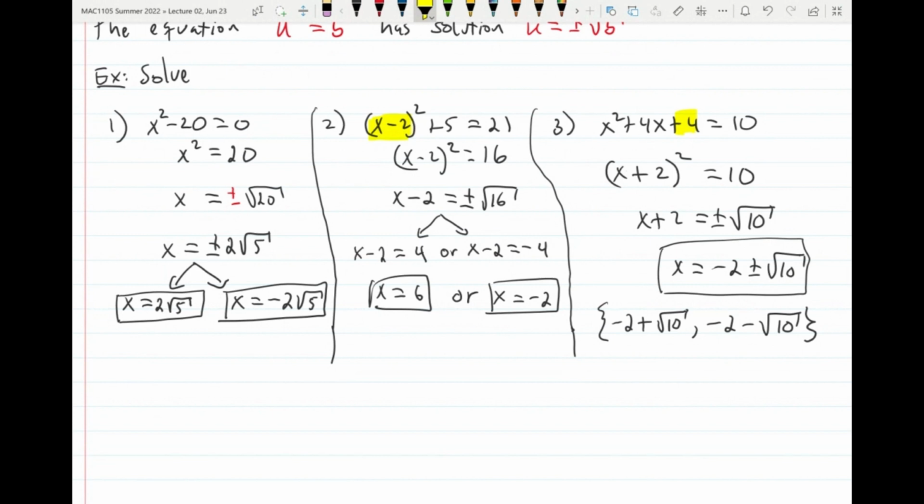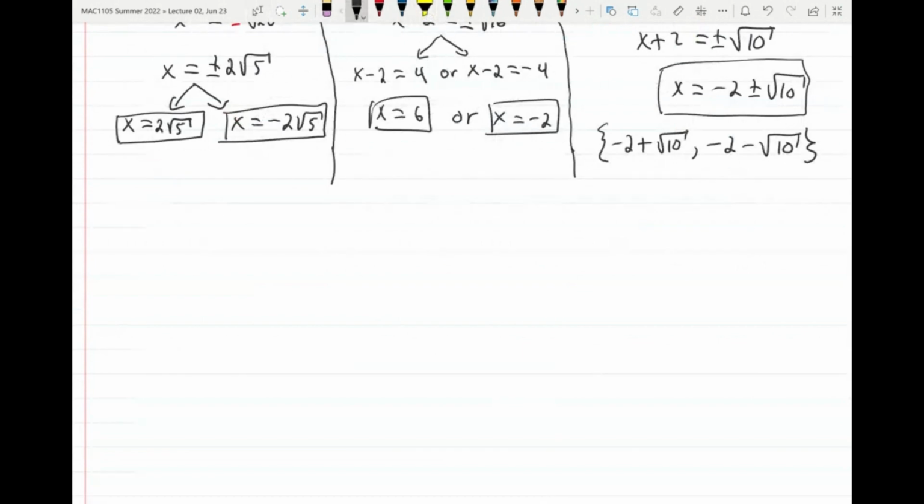Once we learn this technique, we're going to do it one more time in general, and that will give rise to the quadratic formula. Okay? So let's do that. What we're about to discuss is the process of completing the square.